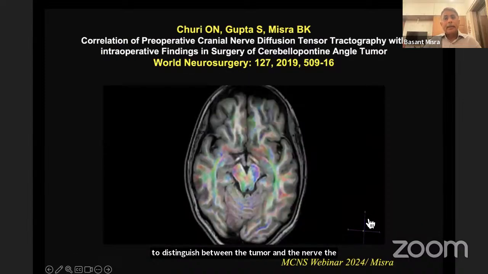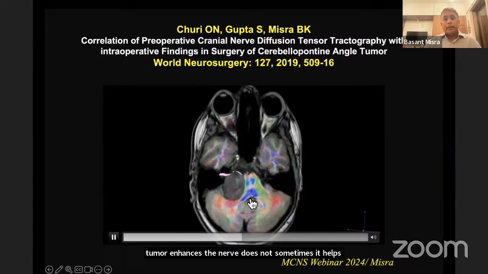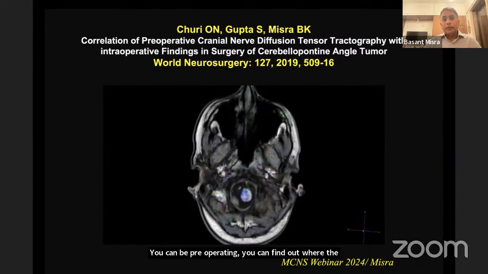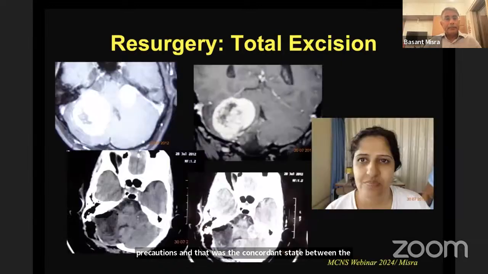Sometimes it helps. Pre-operatively, you can find out where the displacement is. That's the 7th nerve, that orange one. And so appropriately, when you near that, you take precautions. And the concordance rate between the MRI finding and the surgeon's finding was very high, 85%.